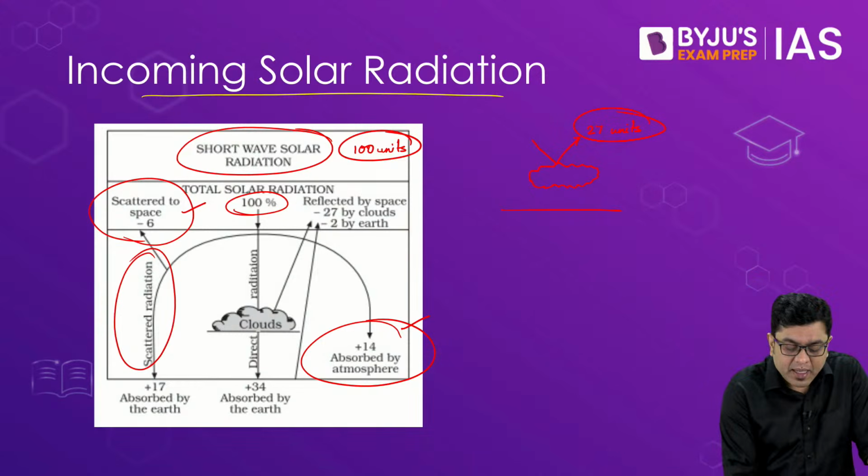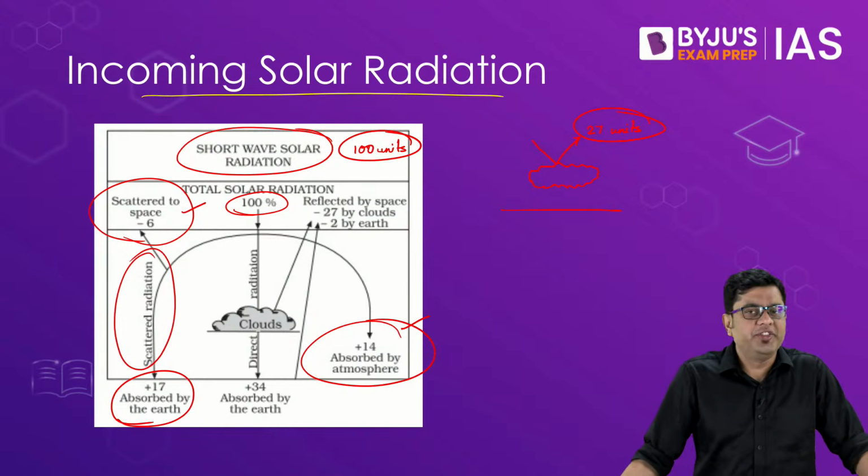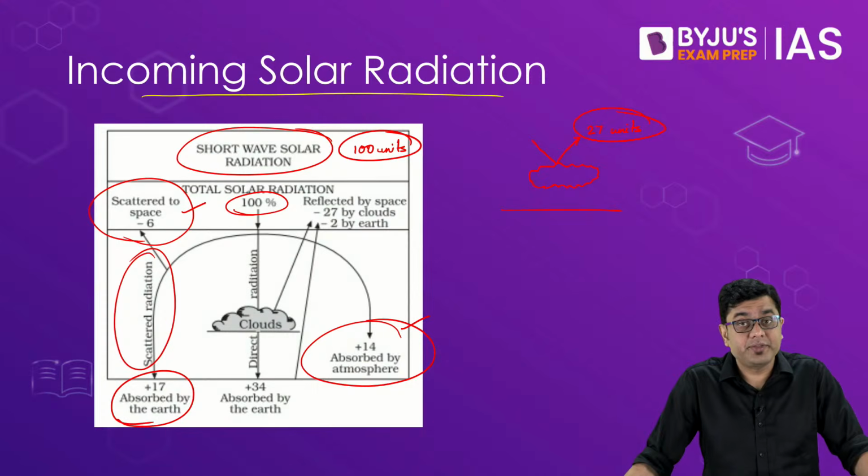Now after that, around 17 units do fall upon the surface, and these 17 units will heat up the surface.